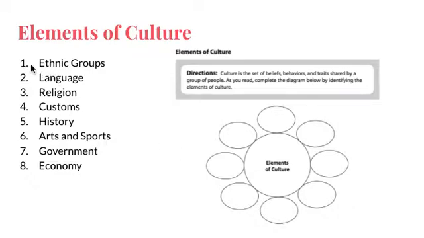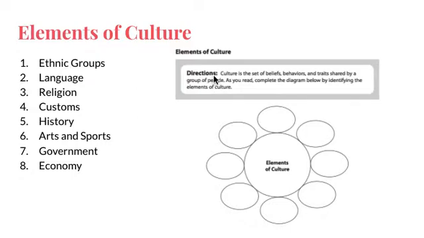The first is ethnic groups, then we have language, religion, customs, history, arts and sports, government, and economy. These 8 different elements shape and influence and factor into a person's own culture or own group that they would categorize themselves in. In your worksheet, I have a picture of that worksheet right here. It asks you in this first section to fill in those elements of culture. So these words are going to go right into these blanks.